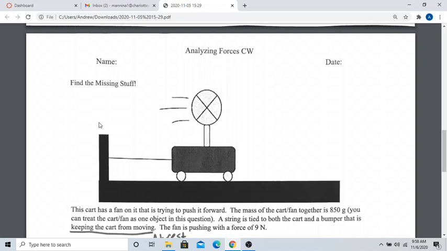So you'll notice I have a lovely little drawing where I made a fan cart. All right. Now the fan is on and it is trying to push the cart to the right. Unfortunately, there is a string that is tied to the cart and then tied to a bumper on the track that is not allowing it to move. So it is at rest. All right. So what we're going to end up doing is figuring out, when all is said and done, the amount of force that is acting in each direction on the cart. So we're going to draw some FBDs and figure out how much force is acting on it.